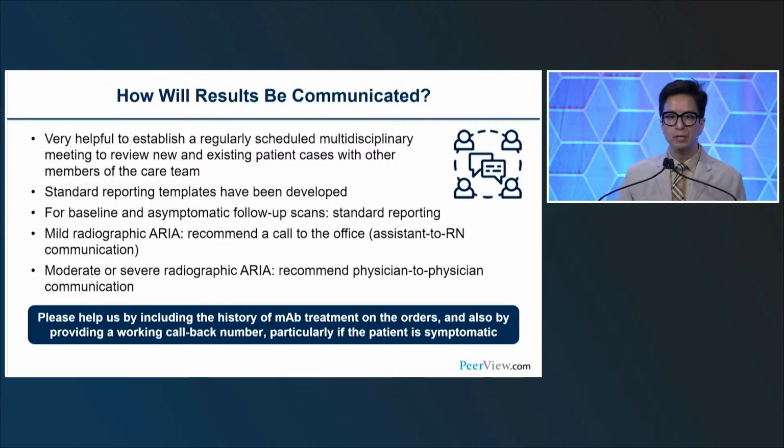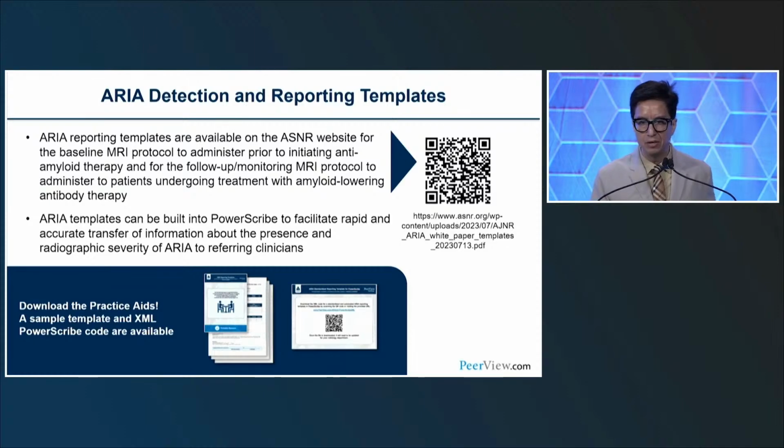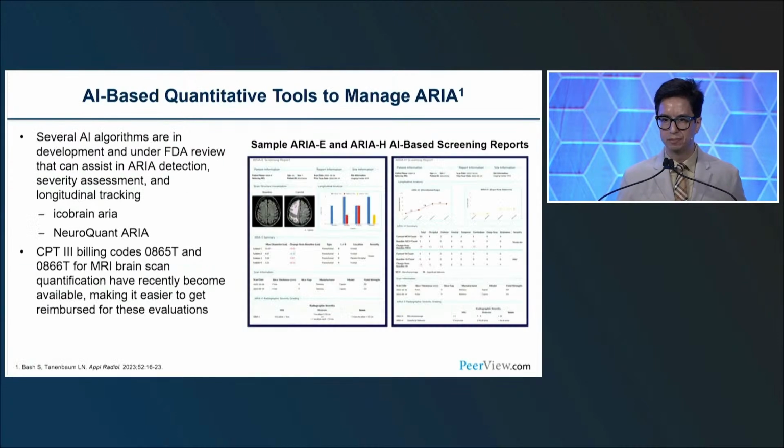So in terms of results being communicated, you have to establish that practice within your own institution. It's important to have standard templates. We have certain guides for template reporting on the ASNR website that we're sharing. And then of course, even if you have a mild radiographic ARIA, it's important to call and let individuals know, because many times these are going to be screening or follow-ups, and there might not be a symptom correlate that they know about. But then if you report it, they can track to see if there are any actual symptoms. Again, these are the templates, and these are available at the QR code, which will be available in the slides.